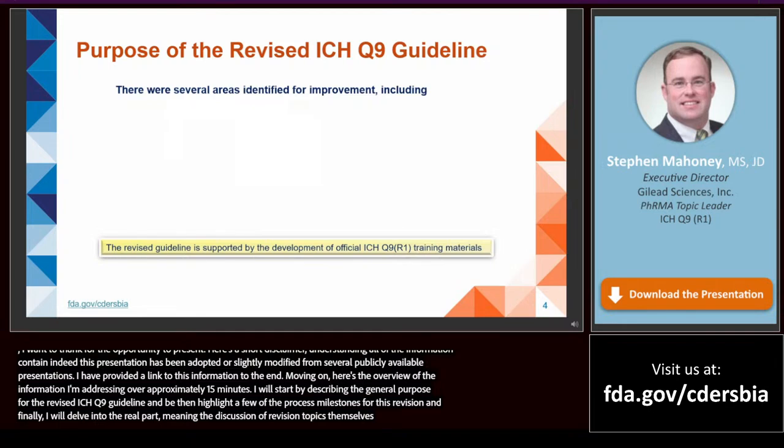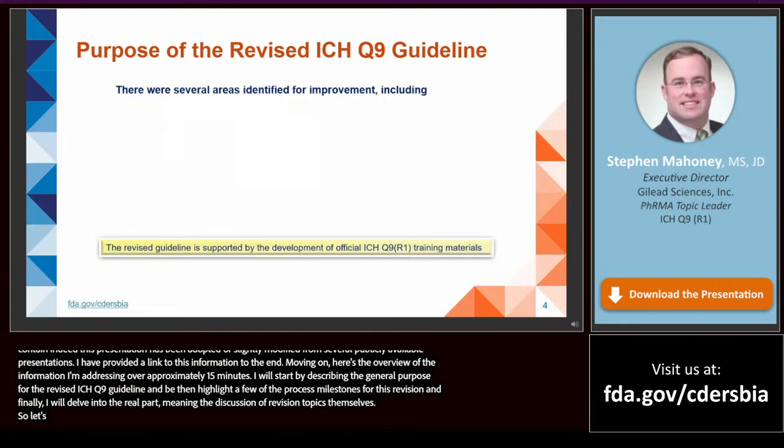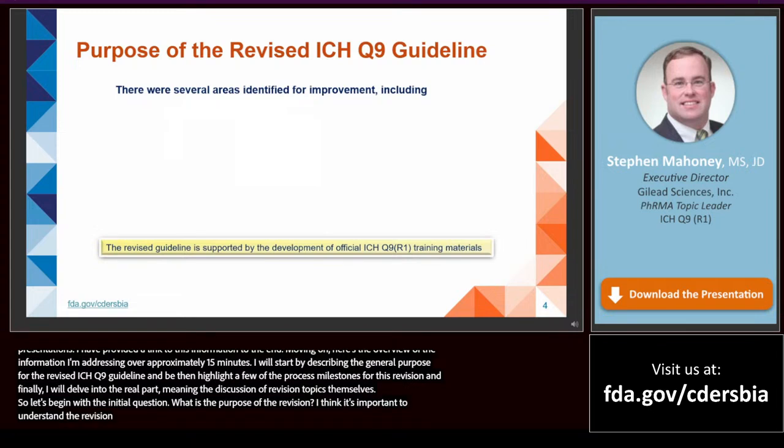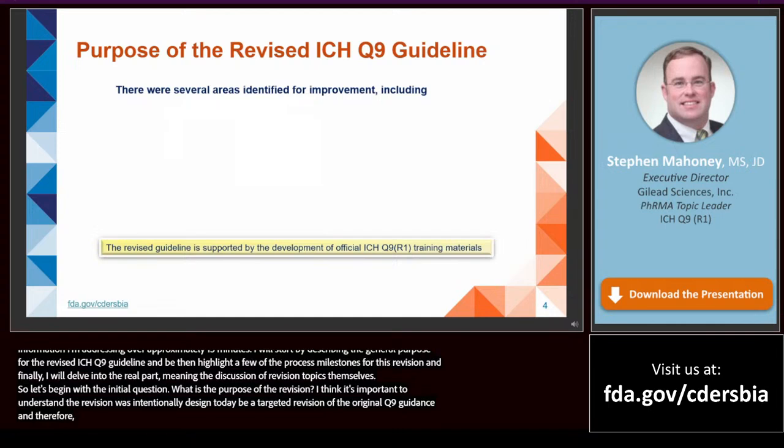So let's begin with the initial question. What was the purpose of the revision? Well, I think it's important to understand that the revision was intentionally designed to be a very targeted revision of the original Q9 guidance document, and therefore it only addresses specific areas for improvement.